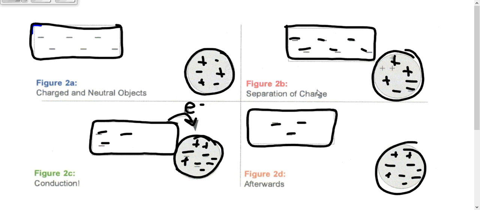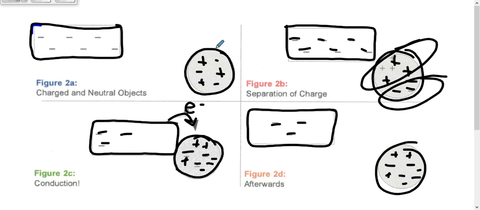As we bring the objects near each other, we see this separation of charge. On our neutral sphere, when we bring that negative rod near it, all the electrons are repelled away. So they move to the far side, and that separates the charges. We have a slightly positive charge at the top here, and this back here is negative. So we've separated those charges.